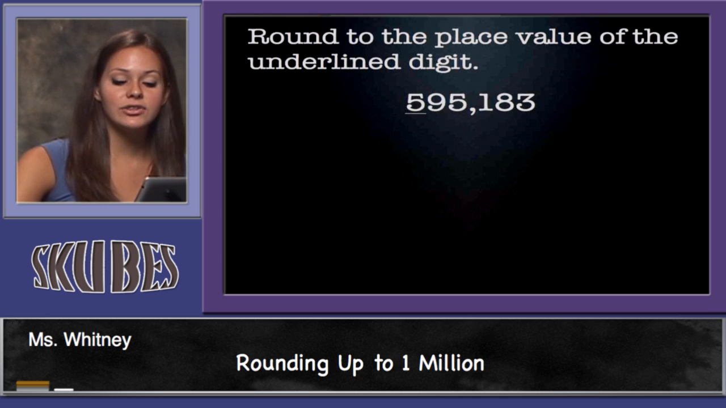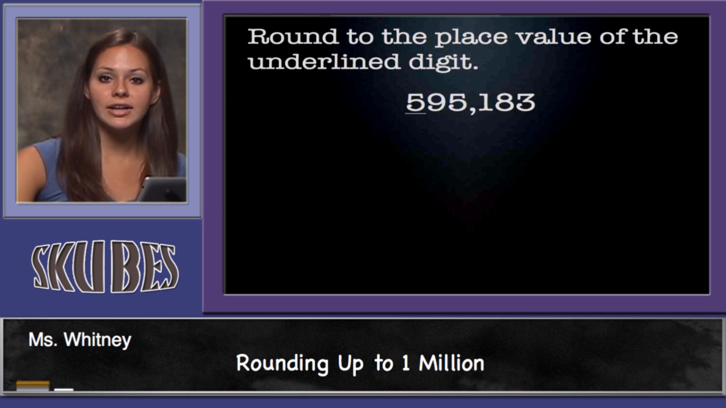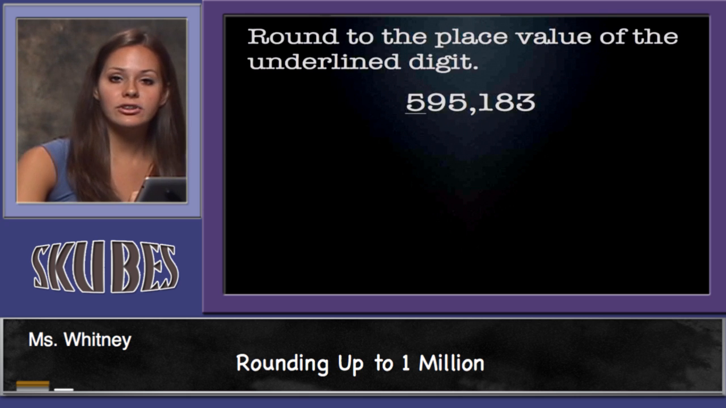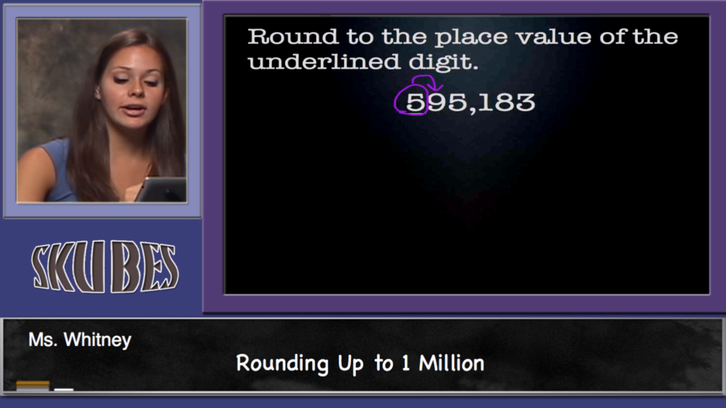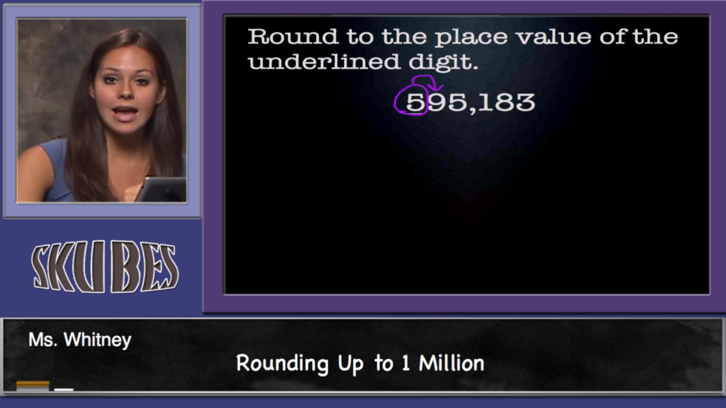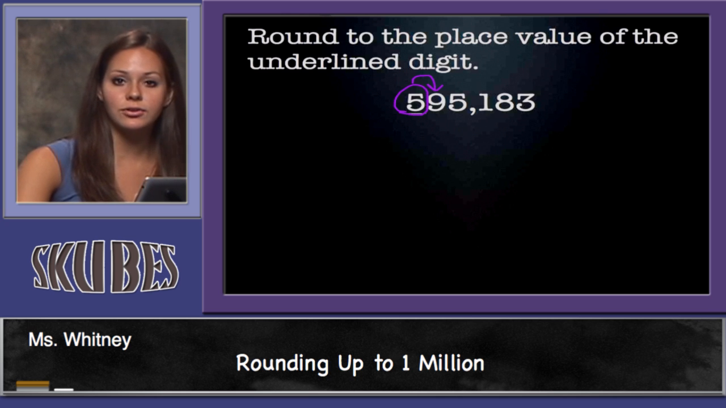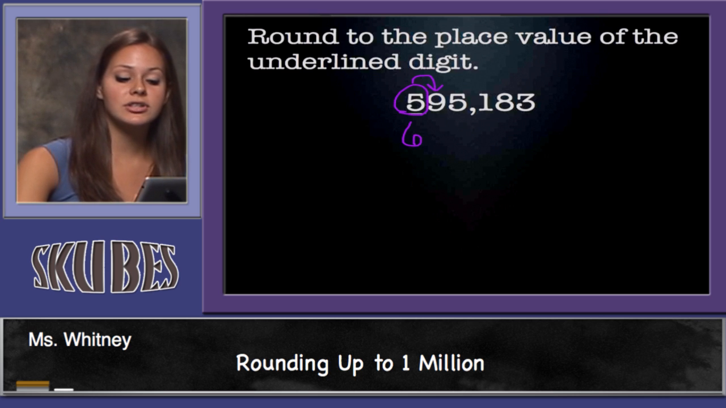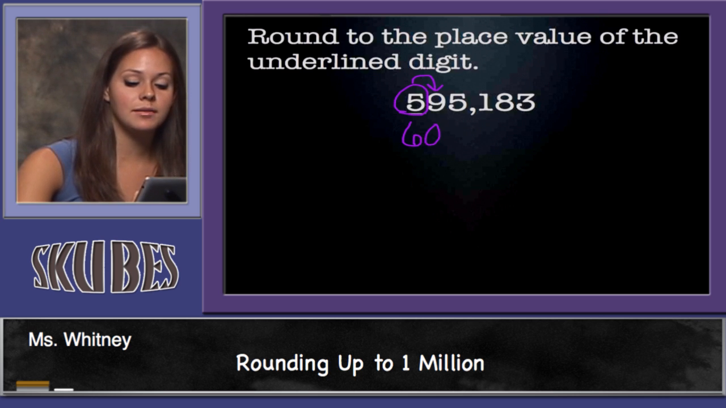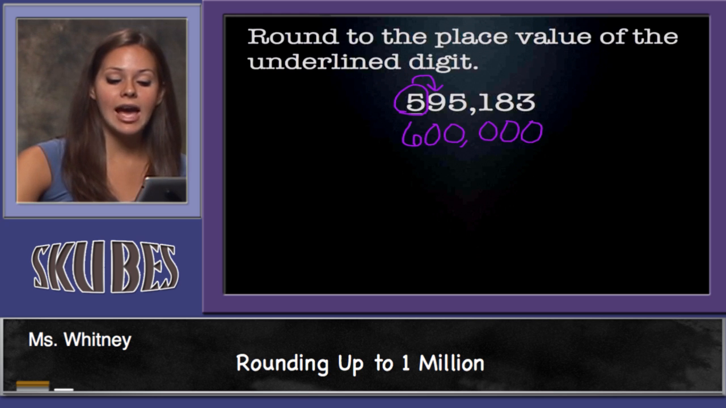Look at 595,183. Our underlined digit 5 is in the hundred thousands place. Circle our 5 and look next door. The number is a 5 or greater. It is 9. That tells us our circled number 5 needs to go up to 6. The numbers to the right of our 6 become 0. So 595,183 rounds to 600,000.